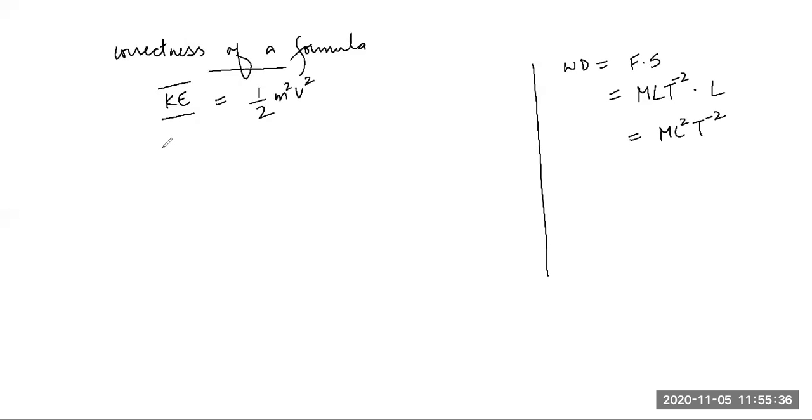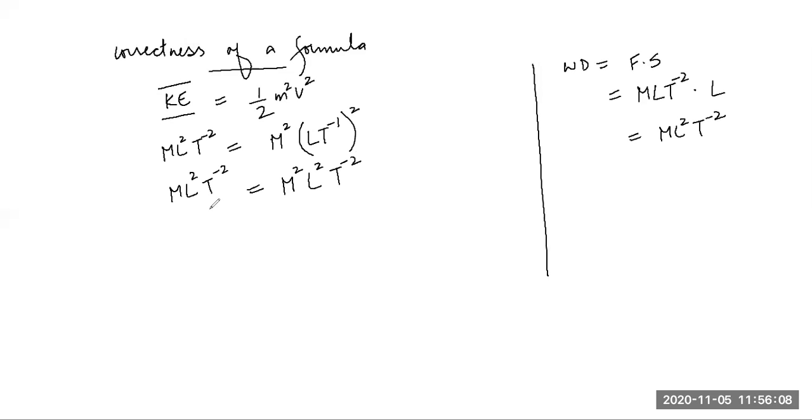On the left hand side, I will get ML2 T minus 2. On the right hand side, 1 by 2 doesn't have any dimensions. So m square, m is mass, so m2 means I will get M square. And here v is L T minus 1. I can do the square of this also. So this will be M square L2 T minus 2. Whereas on the left hand side, it is ML2 T minus 2.